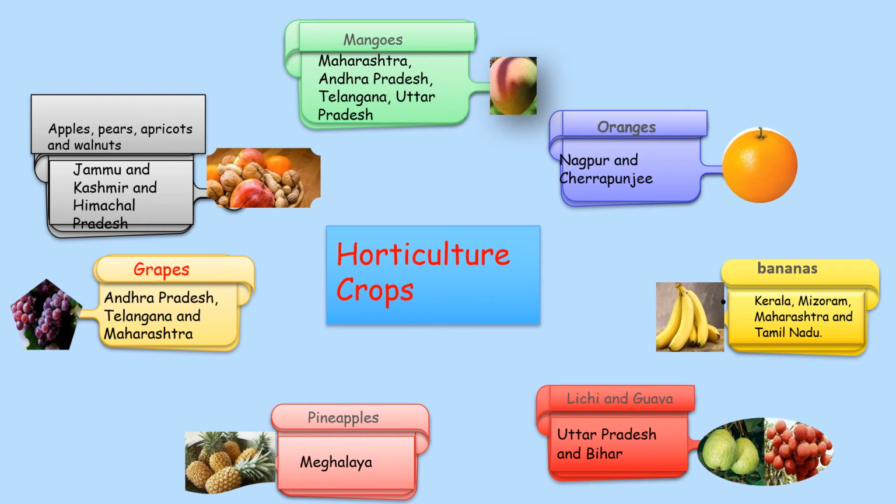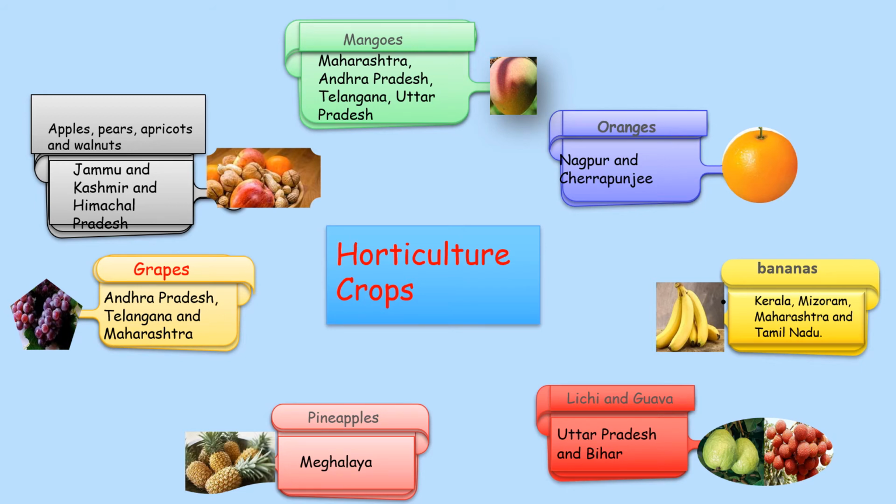Now let's look at some of the important fruits that are grown in India. Mango. It is grown in the states of Maharashtra, Andhra Pradesh, Telangana, Uttar Pradesh. Apple, pears, apricot, we find them in Jammu and Kashmir and Himachal Pradesh. Andhra Pradesh, Telangana and Maharashtra are famous for growing grapes.